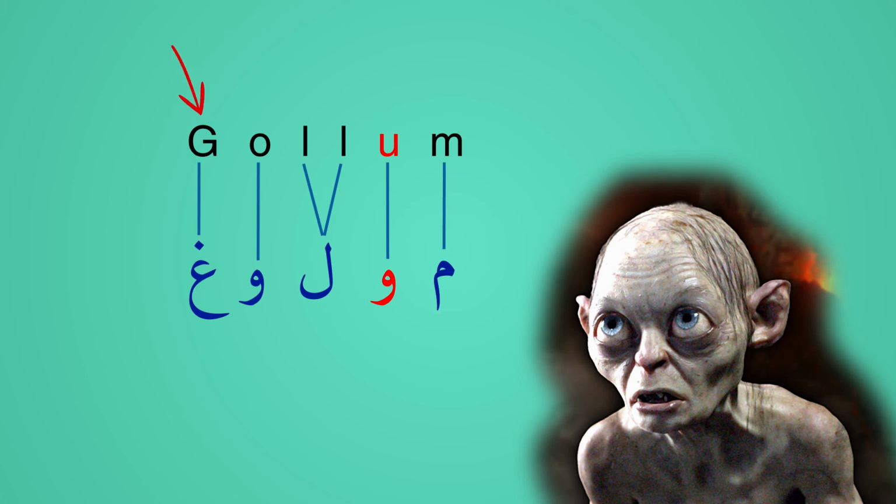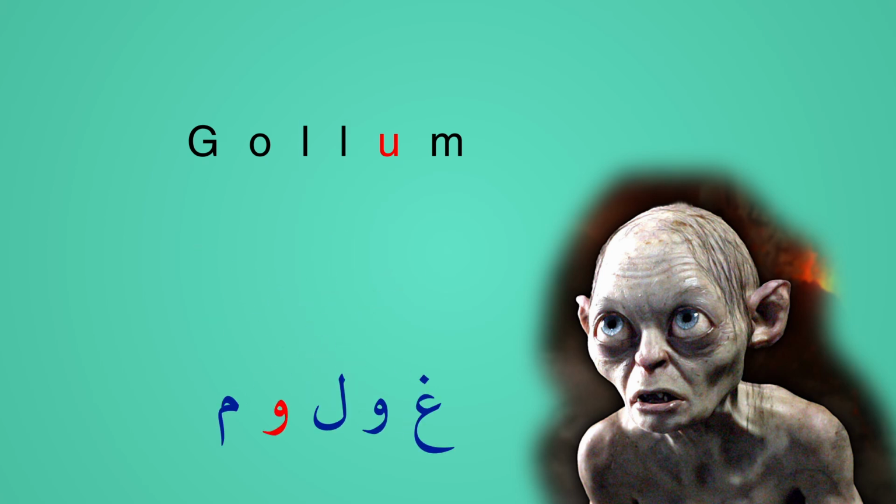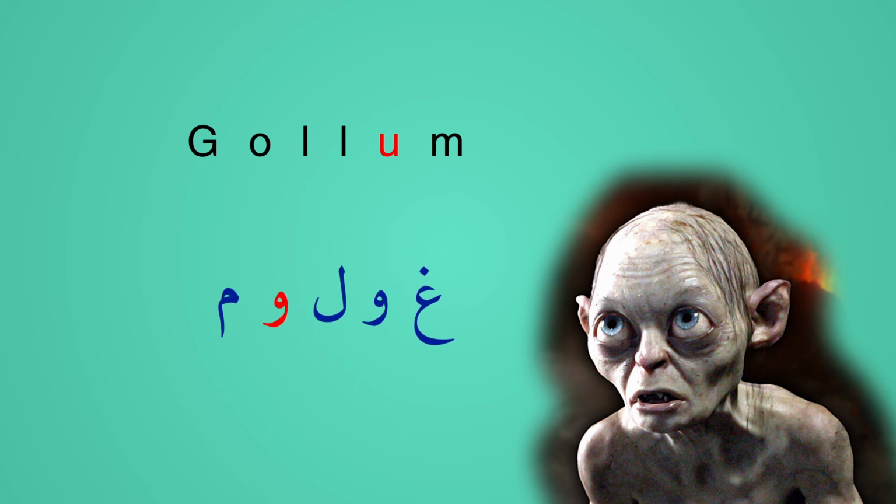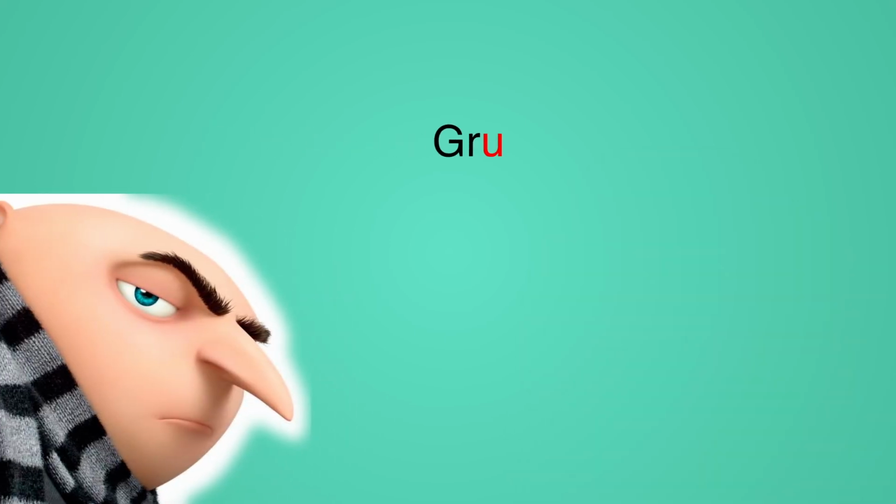In this example, we put the transcription equivalent to the letter because there is no exact letter. G with Ghain, Gha. It will sound like Gollum. Let me point out that the double letters will be transcribed into a single letter. Gollum. If it's at the end, it is transcribed with the long vowel Waw.